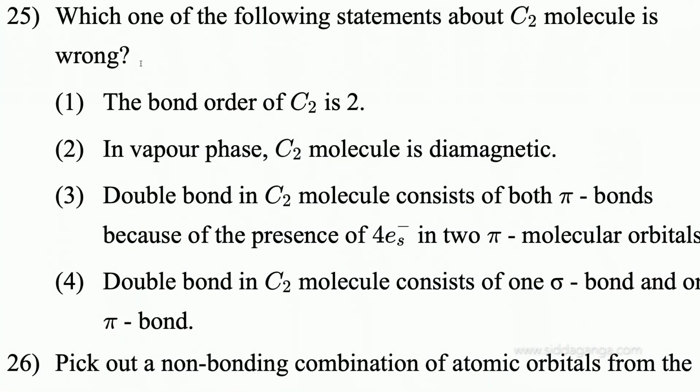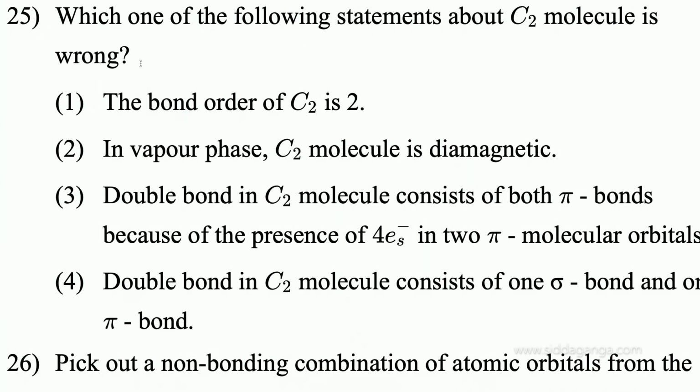Next question, which one of the following statements about the C2 molecule is wrong? Bond order of C2 is 2. In vapor phase, C2 molecule is diamagnetic. In the double bond, C2 molecule consists of only pi bonds because of the presence of 4 electrons in 2 pi molecular orbitals. And the last option.